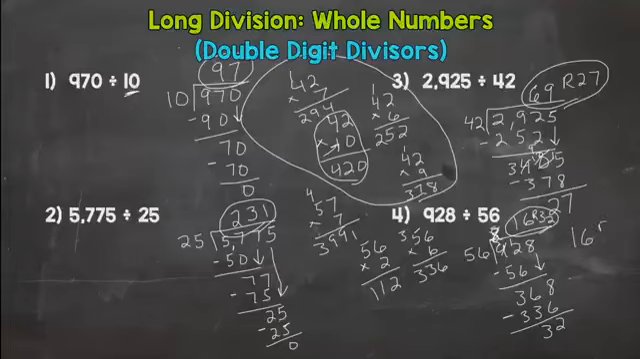16, remainder 32. Okay, that one took some work as well. So when you get to double-digit divisors, not all of it is mental math, so you need to show some of your work off to the side and use estimation and checking. Okay, so that's double-digit divisors, long division.